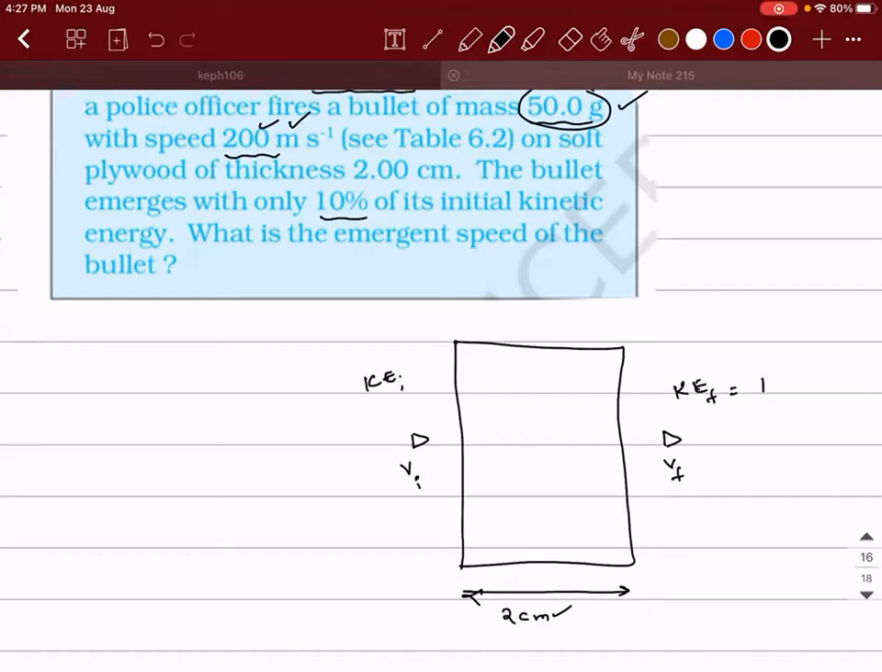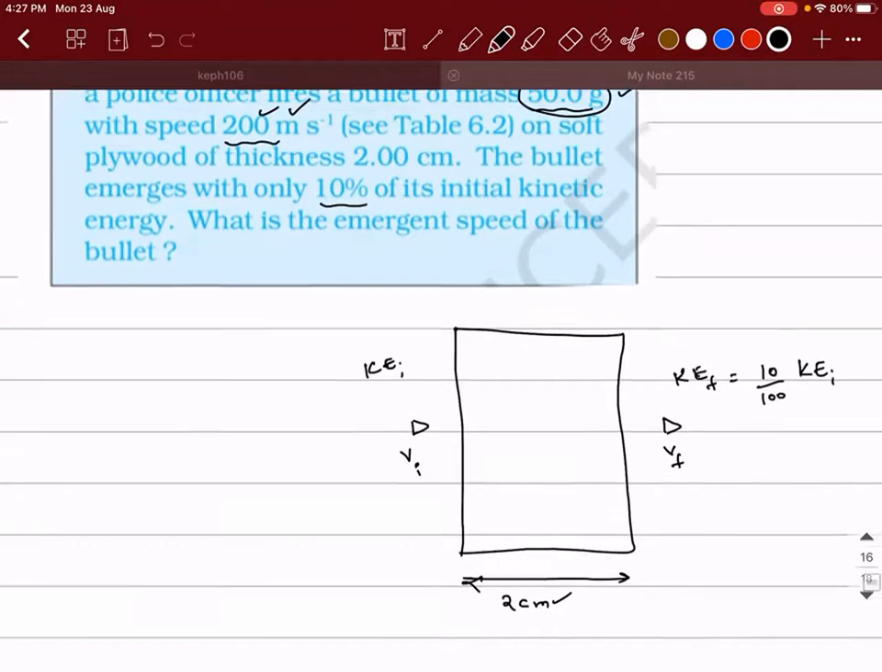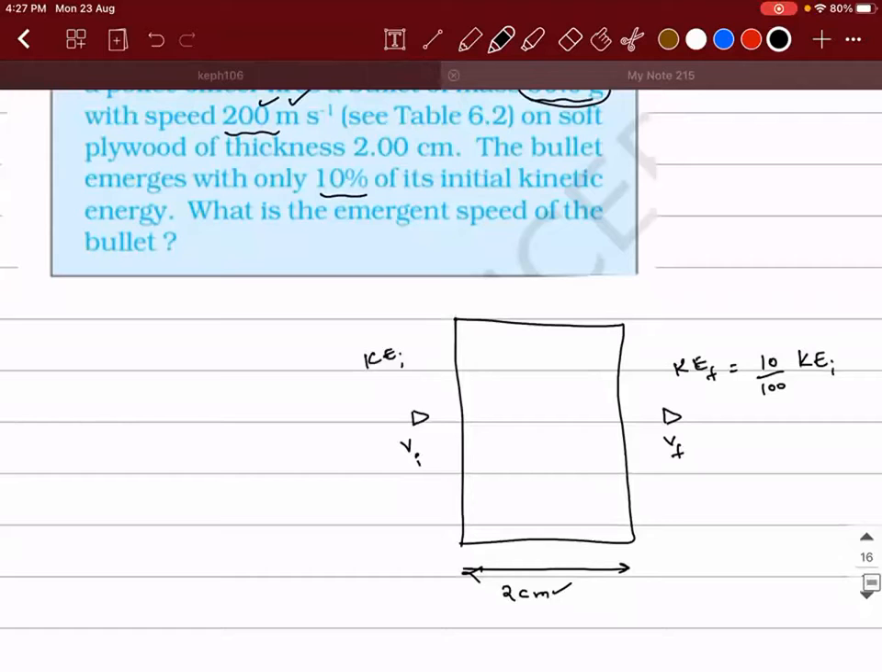So kinetic energy is equal to 10 divided by 100 into the initial kinetic energy. Correct? But now tell me, what is the actual physics involved behind this kind of scenario? Who ate up the maximum energy? 90% of the energy, who ate it up? Where is it lost? The impact of the bullet on the plywood.